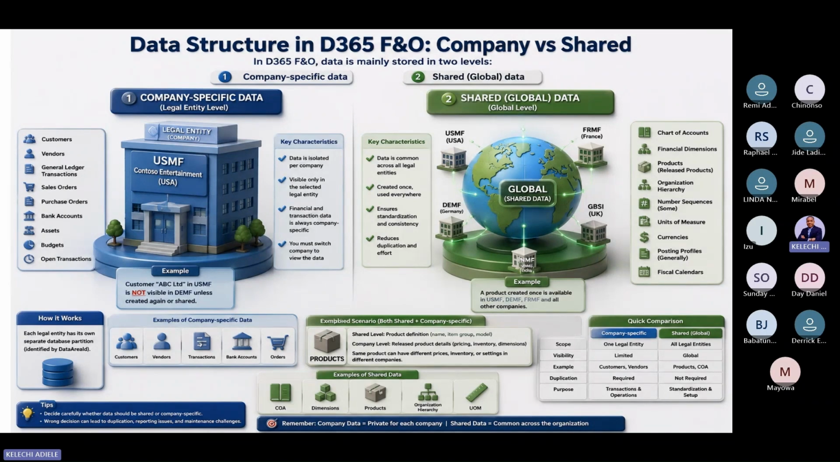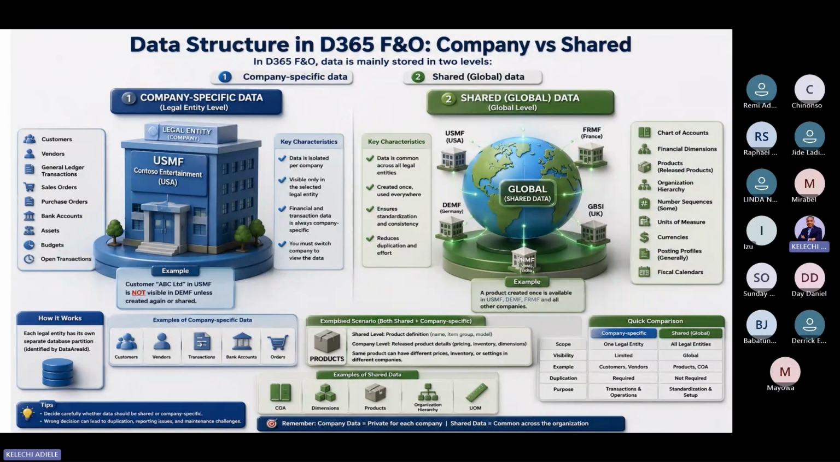And that is one of the structures. Don't rush into Dynamics without understanding the kind of data you're working on. One is what we call the company-specific data, and the other one is called the shared global data. And again, understanding this is very important. You can see some of the key characteristics here for the company-specific data. So when you're configuring, you're going to be seeing this data around.